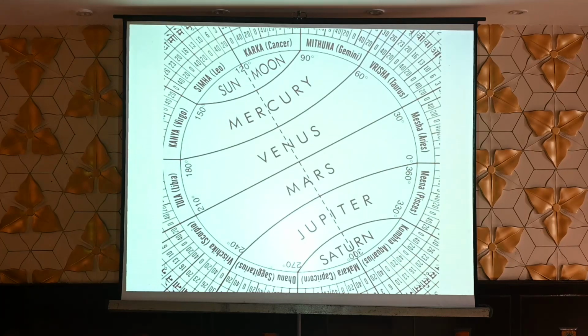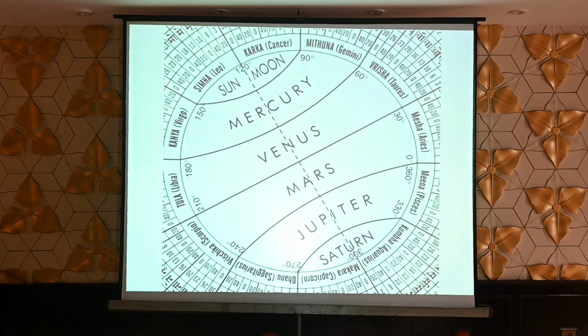Then Venus is further away. It owns Vrishab and Tula, which is the second and the seventh. Mars, the first and the eighth: Mesh or Aries and Scorpio or Vrishchik. Then outside that will be Jupiter, 9 and 12. This 9 is Sagittarius, 12 is Pisces. And Saturn, the remaining two. Saturn is the farthest, so that will be Makar and Kumbh, Capricorn and Aquarius.